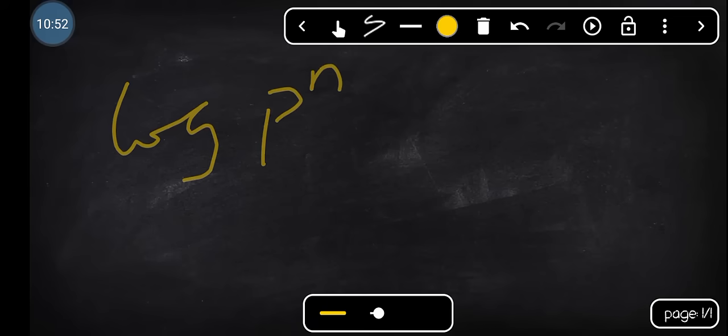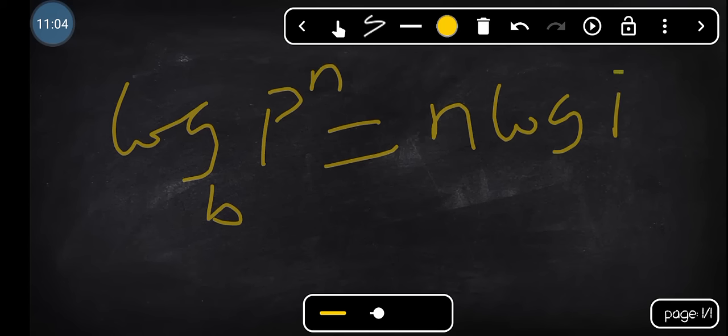So if you have log p raised to power n base b, the law says that the n, which is the power of p, can multiply the log. So now this one gives us n log p base b. This is a very important law in logarithm. Very, very important. Take note of that.